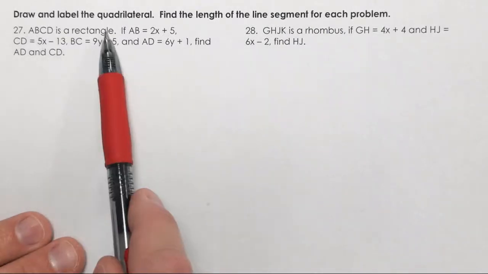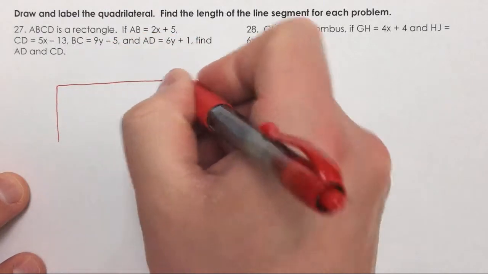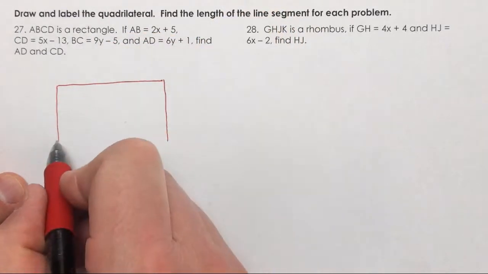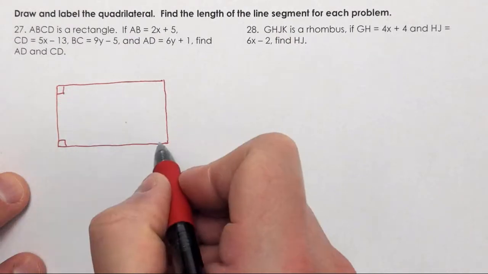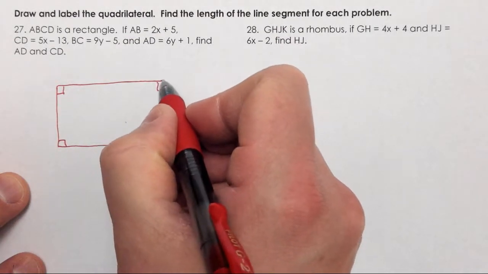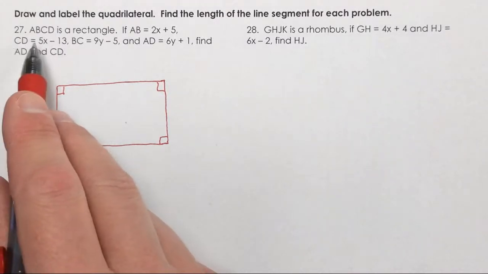So we start off with a rectangle here, right? So I'm going to draw a rectangle. We know what a rectangle looks like, right? Something kind of like this. And I'll even put the right angles in here because a rectangle is a quadrilateral with all right angles. So kind of getting this rectangle down. Now I'm going to label it A, B, C, D.